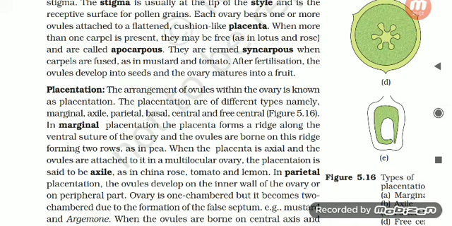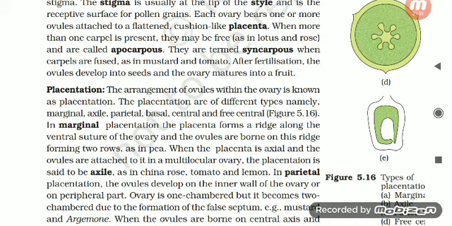In marginal placentation, the placenta forms a ridge along the ventral suture of the ovary, and the ovules are borne on this ridge, forming two rows, as in pea. When the placenta is axial and ovules are attached to it in a multilocular ovary, the placentation is said to be axile, as in China rose, tomato, and lemon. In parietal placentation, the ovules develop on the inner wall of the ovary or peripheral part.